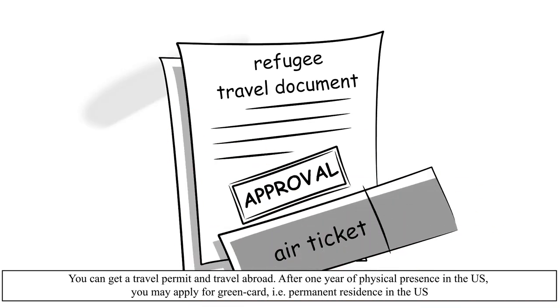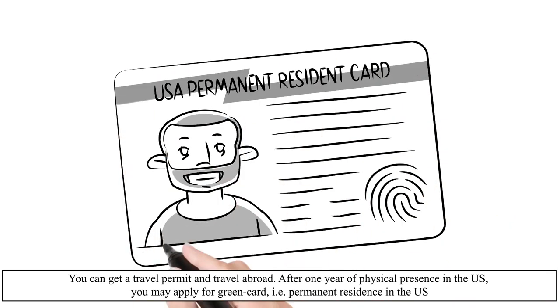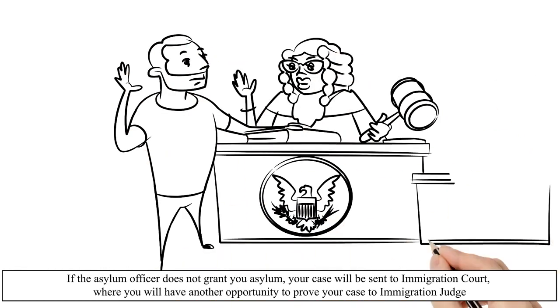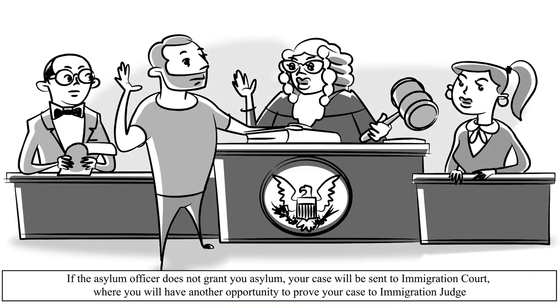After 1 year of physical presence in the U.S., you may apply for a green card, i.e., permanent residence in the U.S. If the asylum officer does not grant you asylum, your case will be sent to immigration court, where you will have another opportunity to prove your case to an immigration judge.